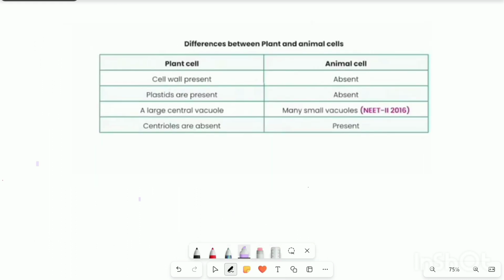Let's move further. Let's see the difference between plant and animal cell. In plant cell, we can say cell wall is present. In animal cell, it is absent. Plastids are present in plant cell, whereas in animal cell, plastids are absent. Large central vacuole is present. In animal cell, small vacuoles are there. In plant cell, centrioles are absent. In animal cell, it is present. In plant cell, centriole is present during cell division. At the time of cell division, centriole is present.